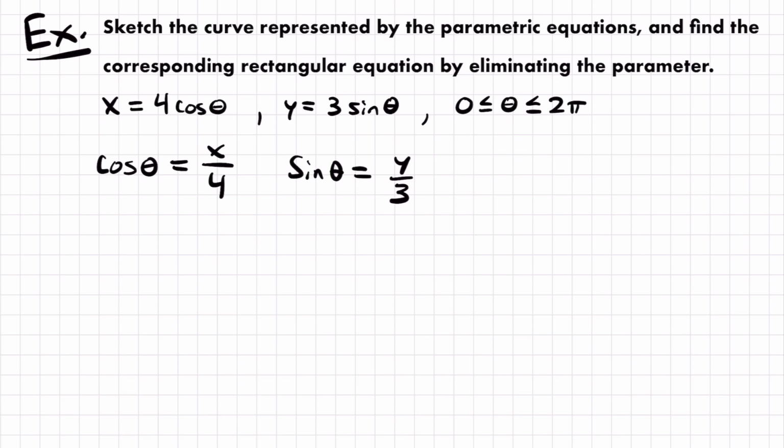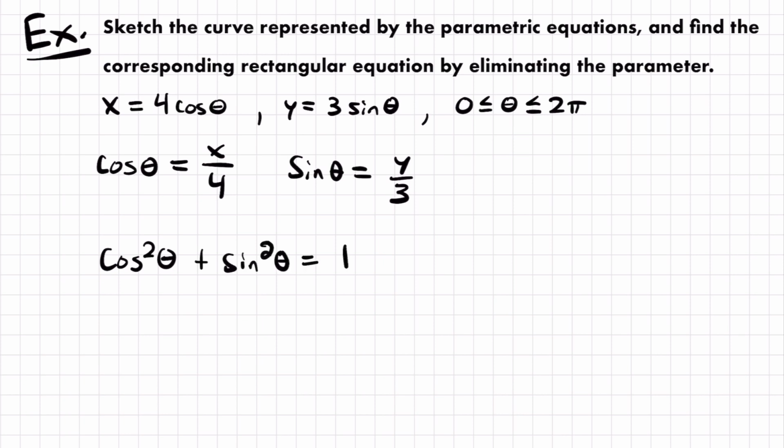In this case, we're going to use the Pythagorean identity for sine and cosine. That's typically what you want to use when your parametric equations have cosine in one of them and sine in the other. All right, and that Pythagorean identity looks like this. Cosine squared theta plus sine squared theta is equal to 1.